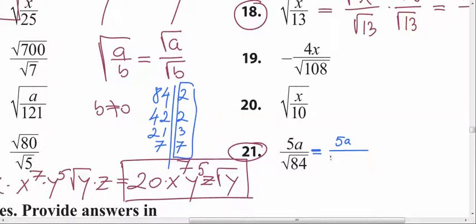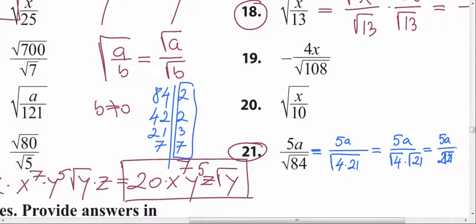Basically, I can rewrite 84 as 4 times 21, right? Because 4 is a perfect square. The whole thing now becomes 5a over the square root of 4. Let's go one step at a time: square root of 4 times square root of 21. And this will equal 5a over 2 square root 21.